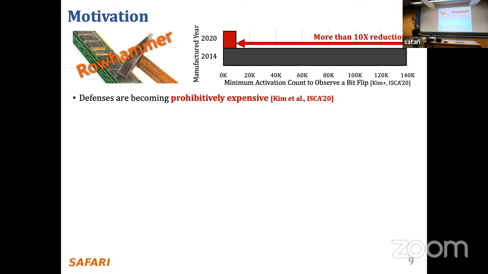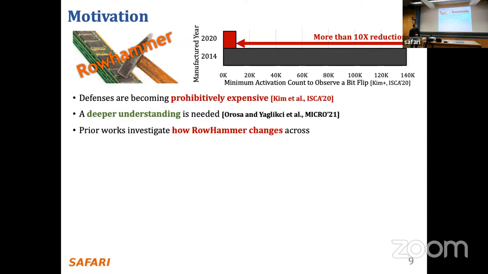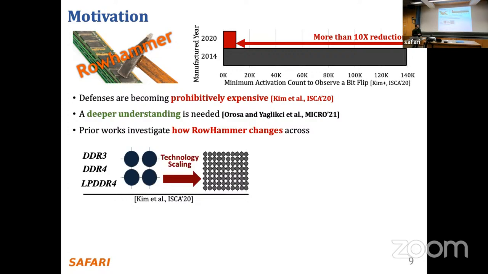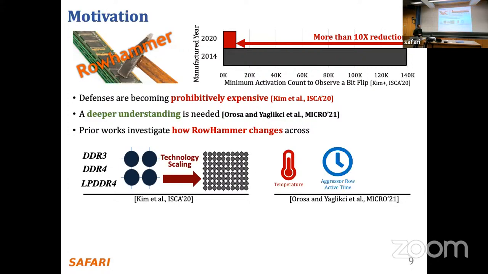So chips are becoming more vulnerable and defenses are becoming prohibitively expensive at the same time because of this. And we definitely need a deeper understanding of RowHammer to come up with more efficient and effective solutions. And to this end, this is not the first attempt. So prior works investigate how RowHammer changes across different DRAM generations with technology scaling, with ambient temperature, with aggressor row's active time, and with victim DRAM cell physical location. I think next week we will talk about this work as well.